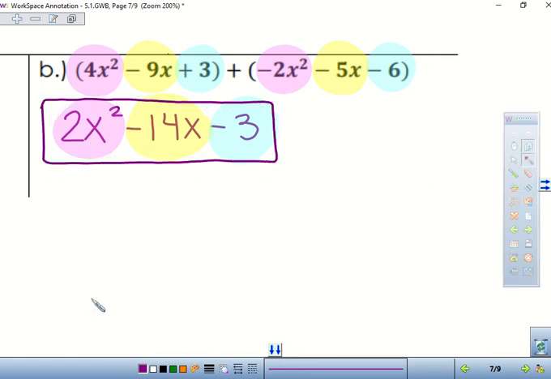Does anybody have any questions about combining like terms? All right.